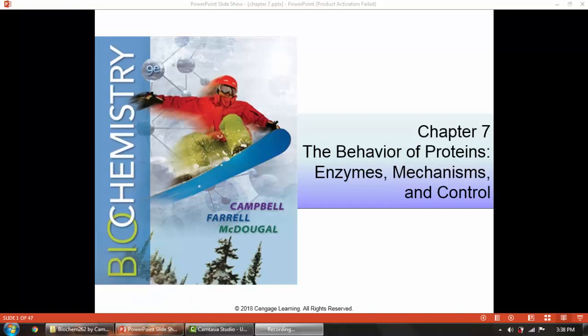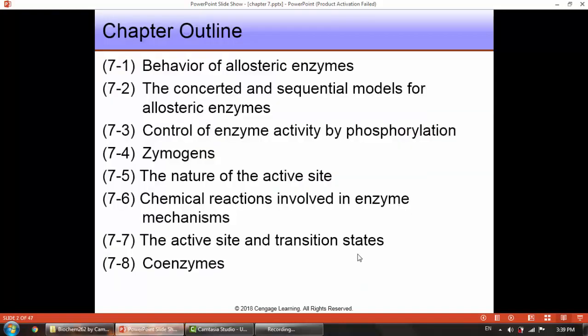Okay. Assalamu alaikum. Today we want to talk about chapter 7, the behavior of proteins: enzymes, mechanisms, and control. And these are the sections that we are going to cover. From section 1 to 5, section 6 and 7 are omitted, and then we continue with section 8.